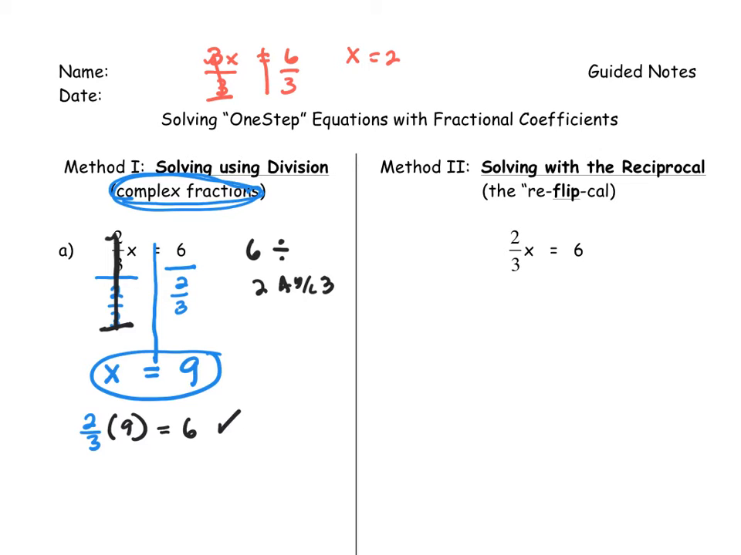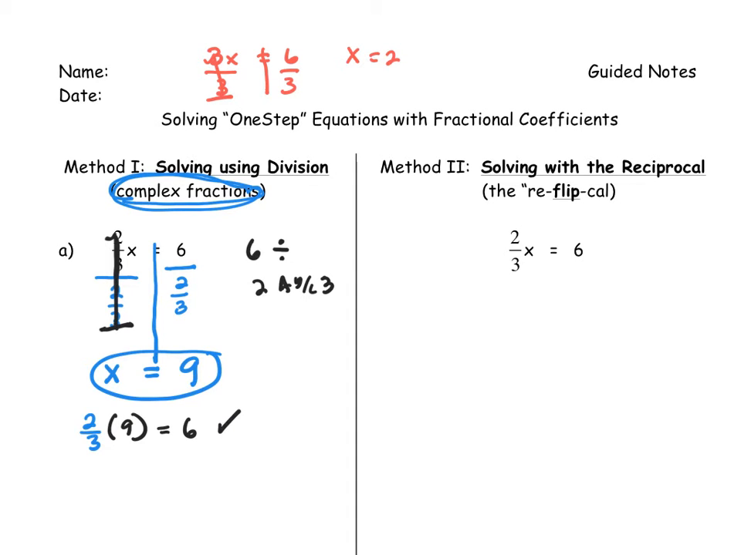So let's look at this word reciprocal right here. If you recall in your past math, a reciprocal is a fraction that is flipped over. Why it's important is that if we multiply the original fraction and its reciprocal, it becomes 1. It's also sometimes called the multiplicative inverse. Both of them are just really fabulous, fancy words. The reciprocal, Mrs. Nord refers to as the refliprical, because that's what we're going to do.